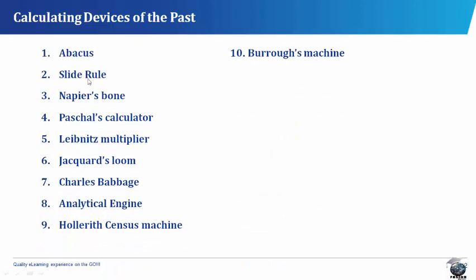We can see the abacus, the slide rule, Napier's bone, Pascal's calculator, Leibniz multiplier, Jacquard's loom, Charles Babbage analytical engine, Hollerith census machine, and Burroughs machine. We want to look at some of them and see how each of them works.